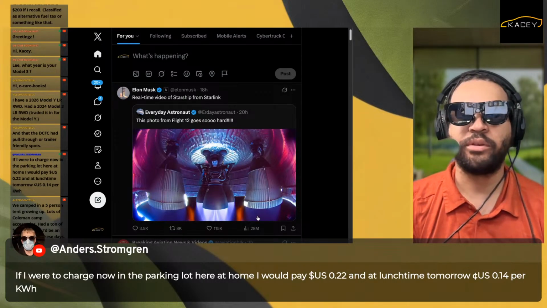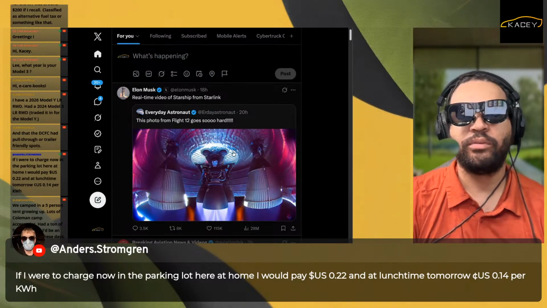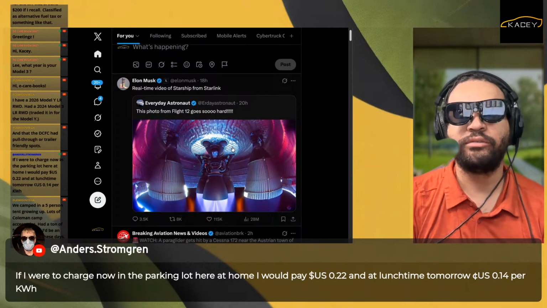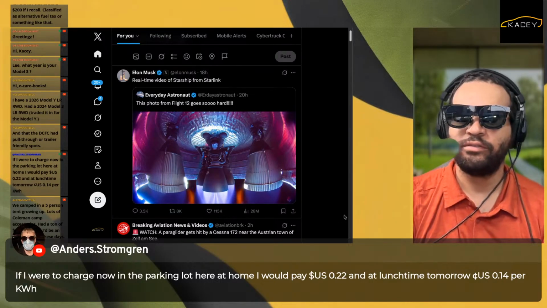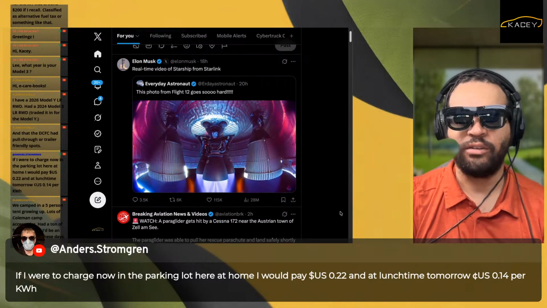Real-time video Starship from Starlink. The photo from Flight 12 goes so hard. Alright, so it's a photo. And Elon says real-time video. Alright, buddy.